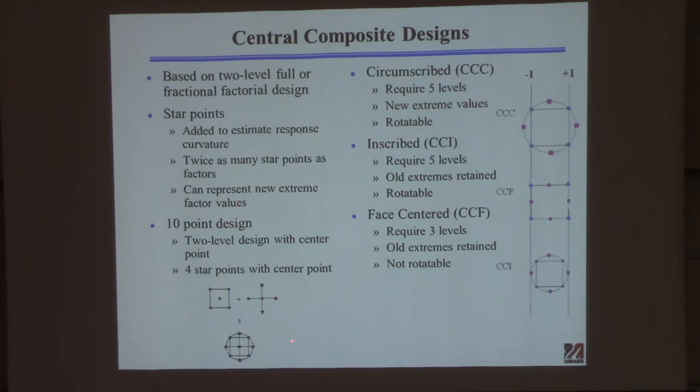And as you can see in this picture, if this blue box was the domain you felt comfortable operating in, you've now gone outside that domain by adding these star points, at least in this case. That's what this means: there can be new extreme values. You may or may not like that; it just depends.